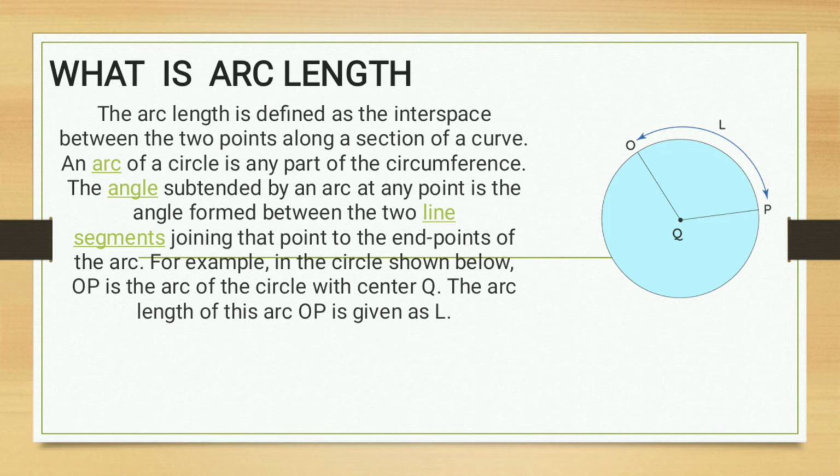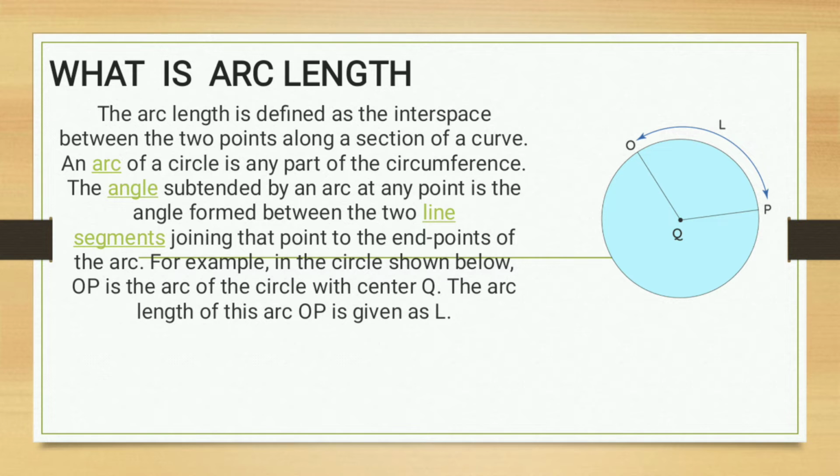What is arc length? The arc length is defined as the distance between two points along a section of a curve. An arc of a circle is any part of the circumference. The angle subtended by an arc at any point is the angle formed between the two line segments joining that point to the endpoints of the arc.